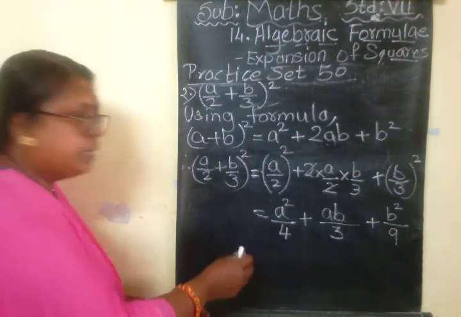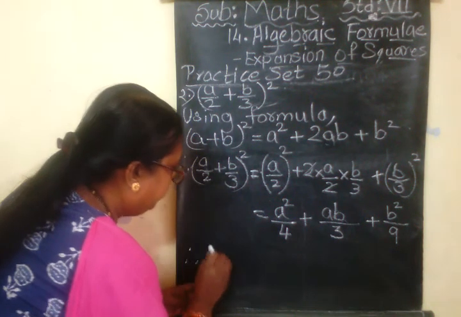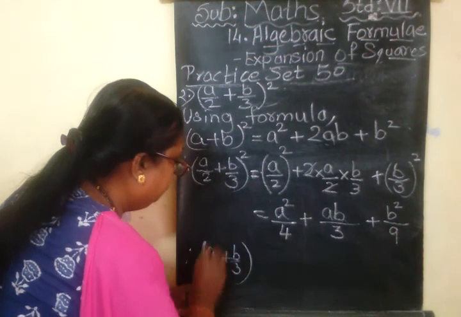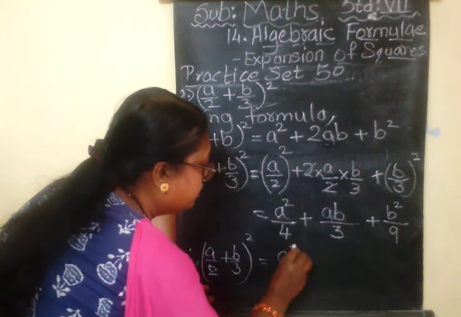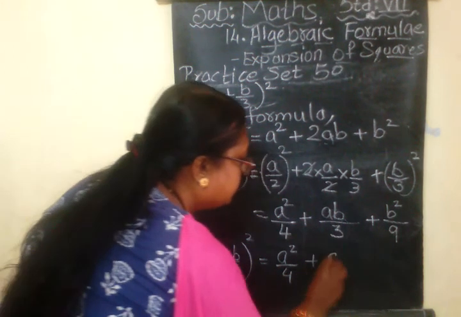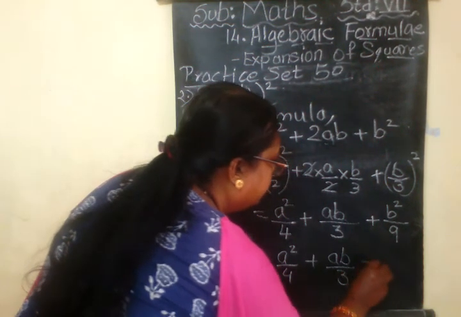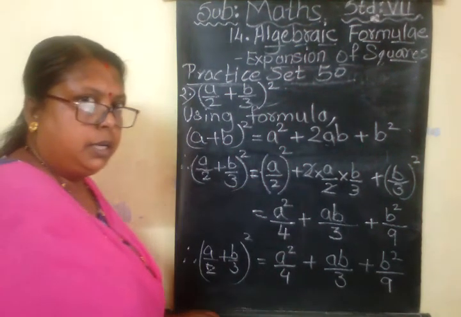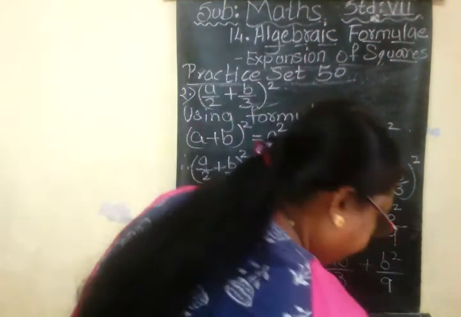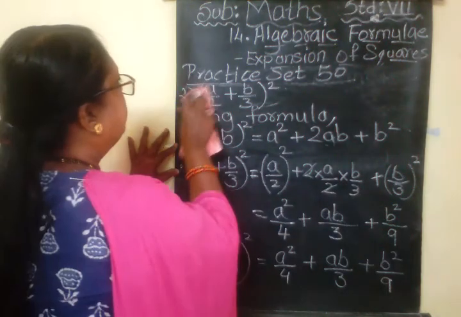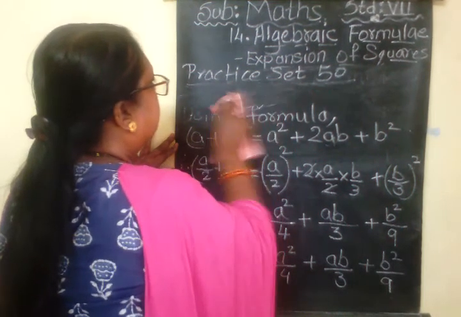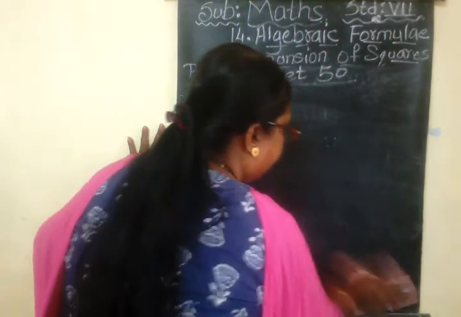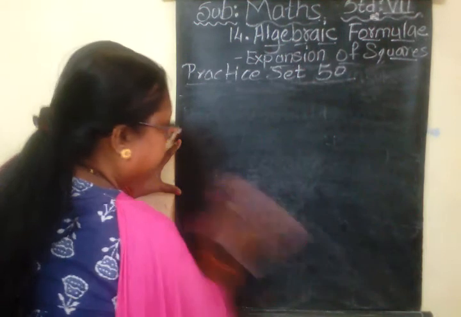So therefore the answer is a upon 2 plus b upon 3 the whole square is equal to a square upon 4 plus ab upon 3 plus b square upon 9. This is your answer. Okay. Now sum number 3. We'll move on to sum number 3 now. The first 4 sums I will do, the remaining 4 sums you have to do.